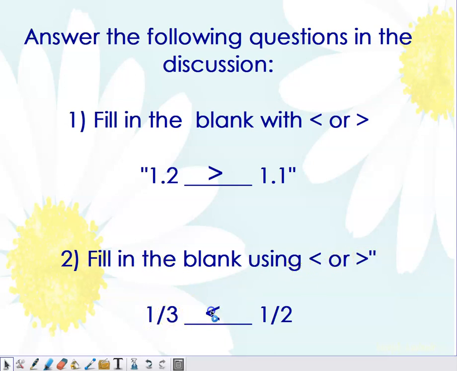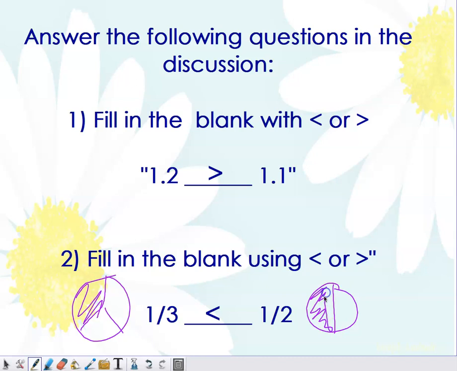Okay, 1/3 is less than 1/2. Remember with thirds, we have thirds and we have half. If I have 1/3 and 1/2, I've shaded a larger piece of the circle here than I did here. This is smaller than that piece.